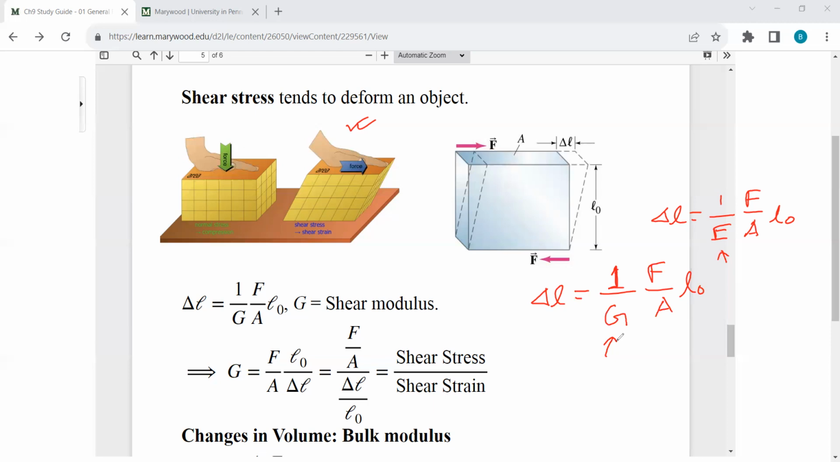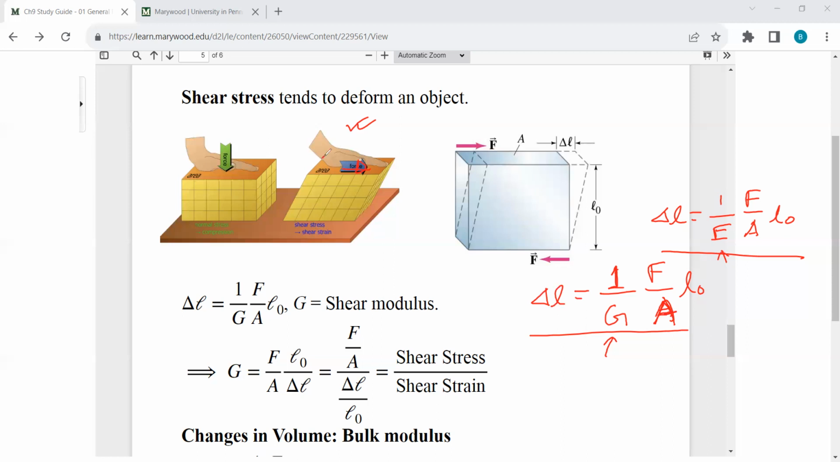What I wanted to tell you is the meaning of all these terms. Although the equation is very similar, the meanings of A and L0 are different than A and L0 in tensile and compressional stress. F is easy to understand: you apply a force F. But what is the cross-sectional area A? A is not this type of cross-sectional area. A is the area on which the force is applied.